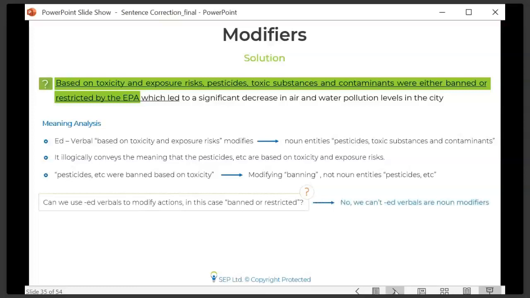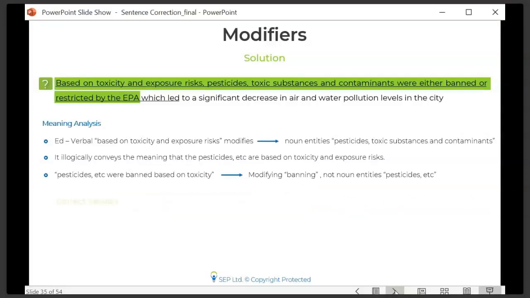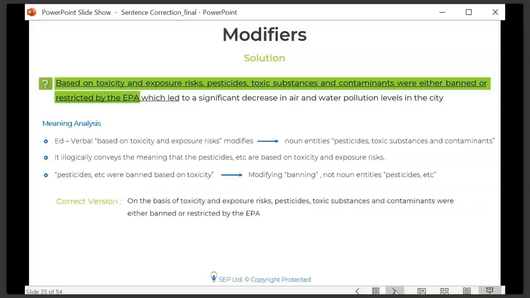Okay, so the banning was not based on toxicity, okay? And therefore, it cannot be used. We cannot use it here. And this usage is logically incorrect, okay? The correct version would have been something like this. On the basis of toxicity and exposure risks becomes a prepositional phrase, okay? Starting with the preposition on. And that is modifying the action banned or restricted even though it is placed far away. And that is correct. Right? So are you clear by this part, guys? Well, let me just reset this poll. 1 second.